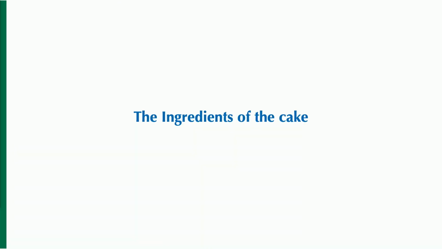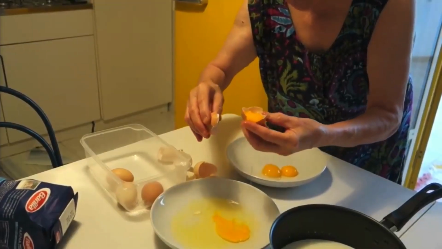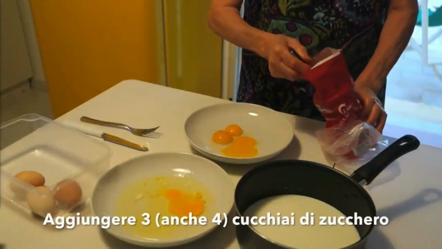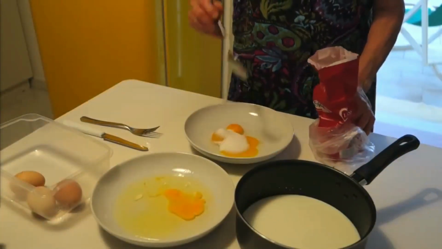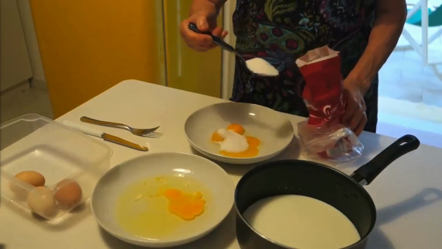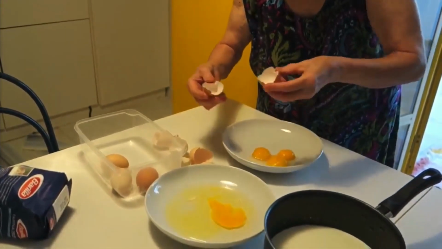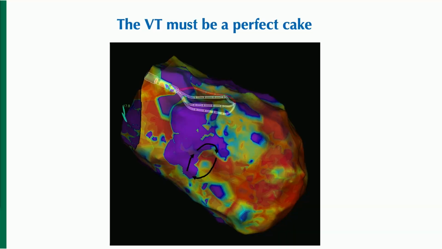And this is another project, what I call the ingredients of the cake. I always thought that VT is exactly like a cake. And this is my grandmother, she is 94, and she's preparing a cake for me. And she told me something: there should be an exact amount of sugar, of flour, eggs when you prepare a cake. Otherwise, it won't work. And I do believe that VT is almost the same thing.